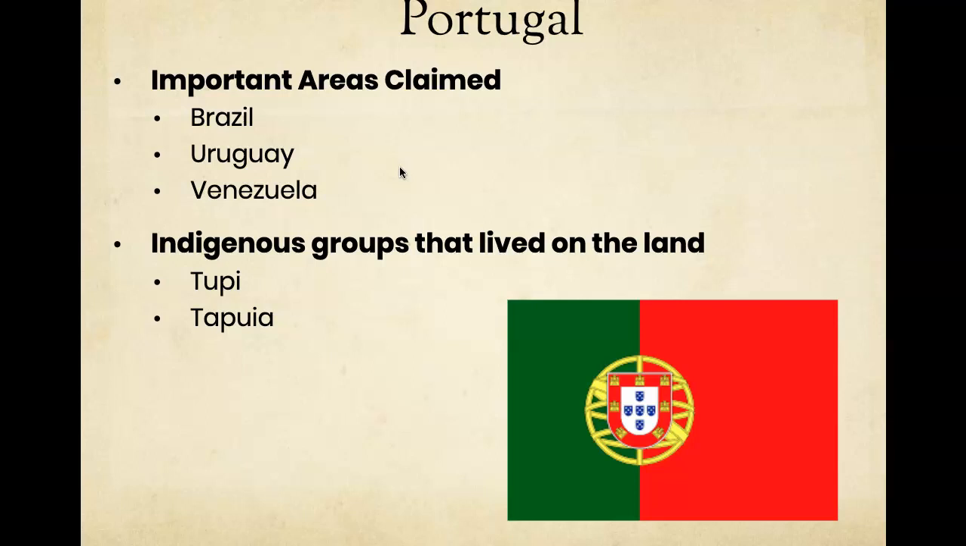And the big indigenous groups that lived on the land are the Tupi and the Tapuia. And the Tupi were the primary group, and the Tapuia means not Tupi. So to make sure that people knew that they were not connected.